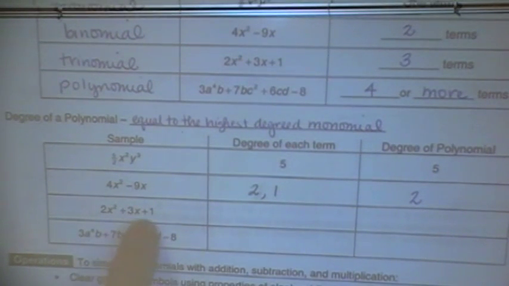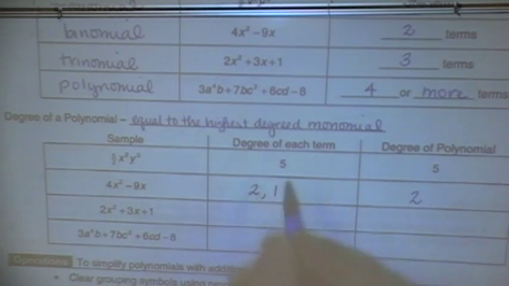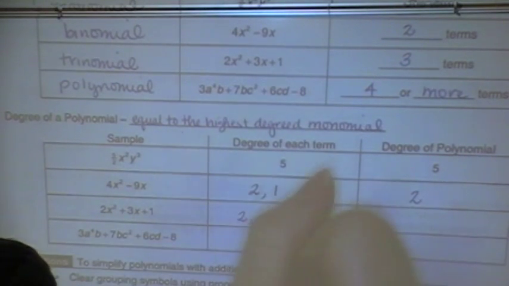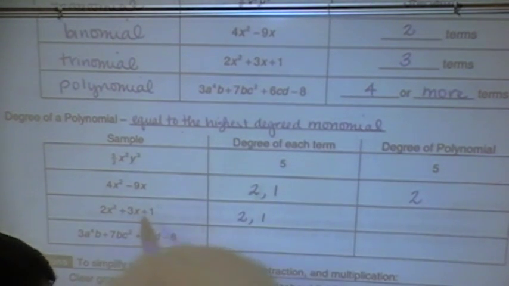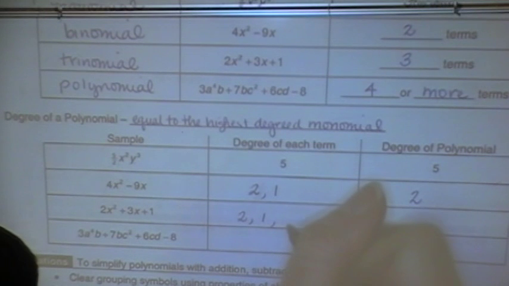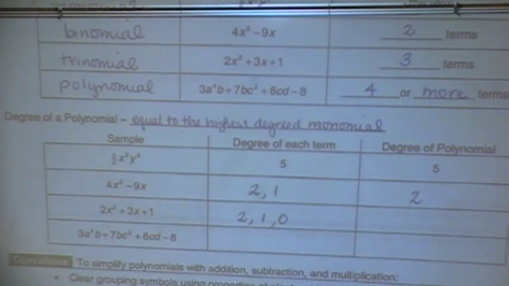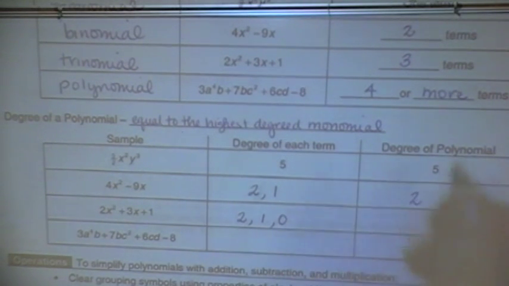So this trinomial, 3 terms, 3 degrees. The first one is to the second degree. This is to the first degree. And then a constant has no variable, so the degree is 0. Because remember, you're looking at the exponent on the variable. So this is a second degree polynomial.